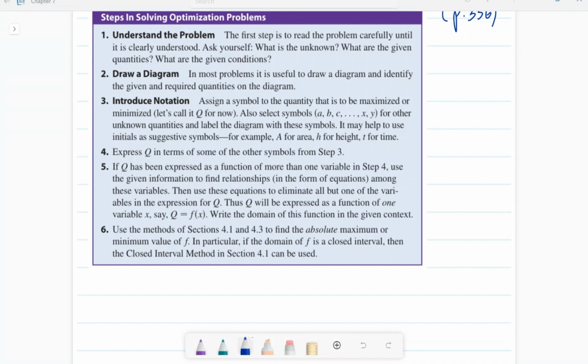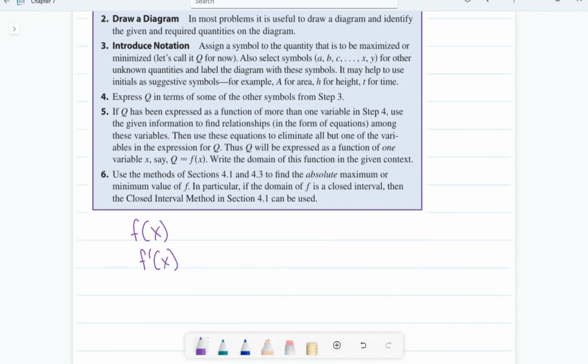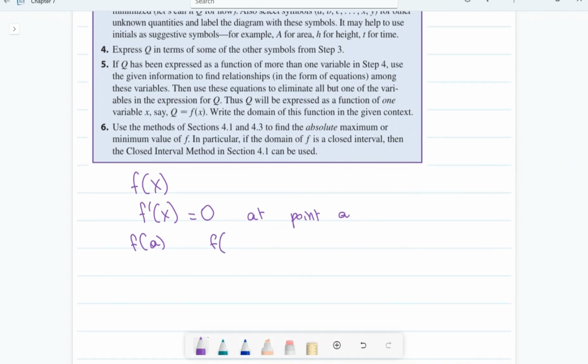we would compute the value of the function when the derivative is zero. So let's say we have f of x and we have the derivative of f of x. So we set the derivative to be equal to zero. So let's say the derivative is equal to zero at point A. We find what is f of a, and then we also find f of the endpoints of the interval. So if the interval is from c to d, we find f of c and f of d, and we check which one is the highest one, which one is the lowest one in here.